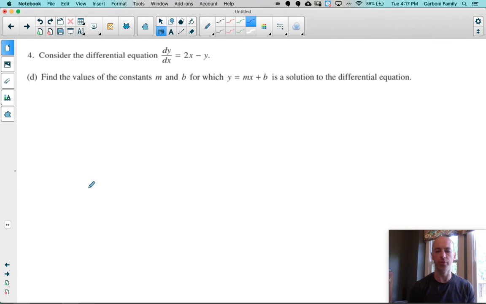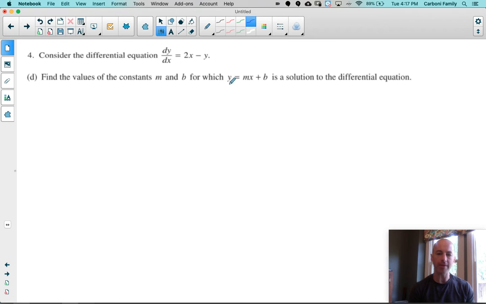And then they hit us with a really weird question in part D. And there are 2 ways to solve this. I'm going to show you both of them. I'm going to show you the more difficult way first. So we are trying to find the values of m and b for which this line, y equals mx plus b, is a solution to the differential equation.